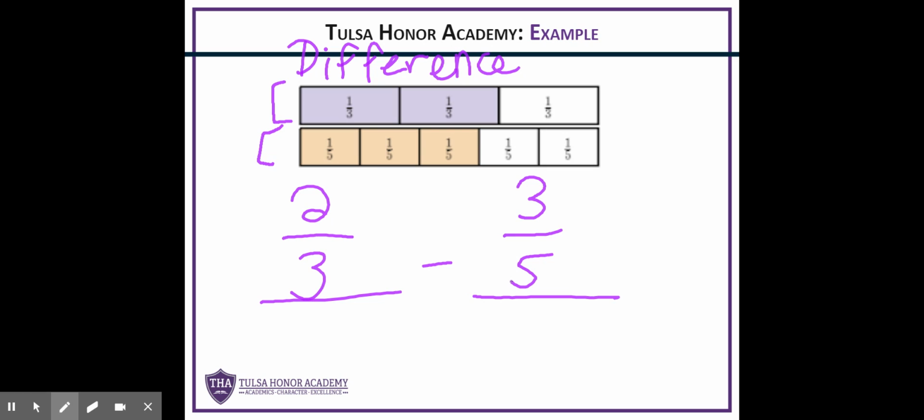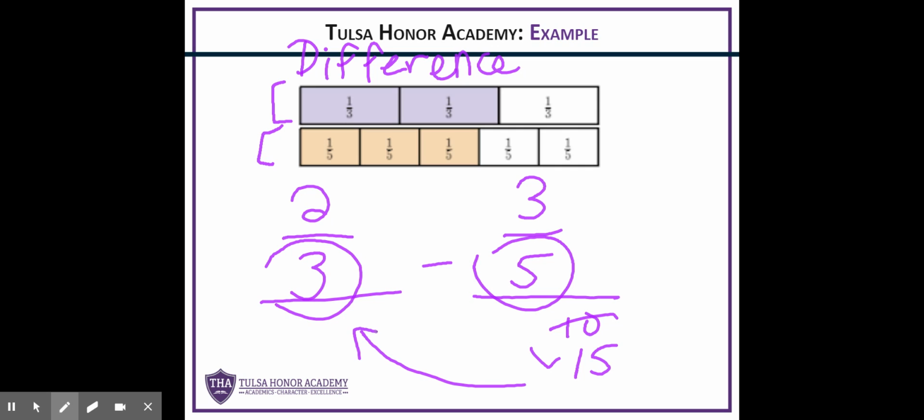So now I'm going to find the lowest common multiple of 3 and 5. I'm just going to list them out to make it easier. 10 does not divide evenly by 3, so that one doesn't work. 15, yes. So I'm going to make this fraction something over 15.